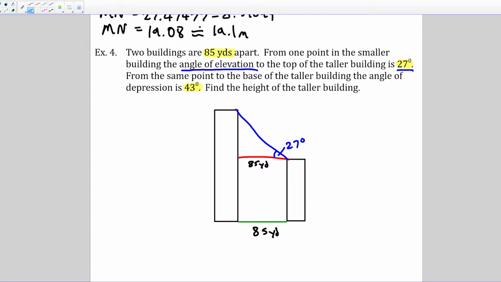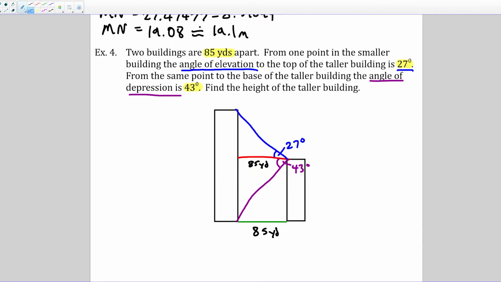Now the tricky part is going to be this next section, and we have an angle of depression of 43 degrees. Now, again, we're going to draw my triangle looking like that. Where students typically make the mistake is labeling that 43 degrees here. We know that our horizontal line is going to be this red line at 85 yards, so our angle of depression has to be this guy. Make sure that you keep that in mind as you are drawing your triangles.